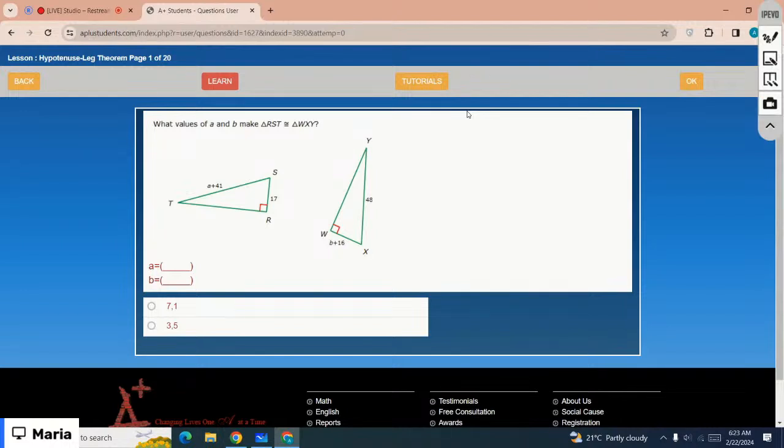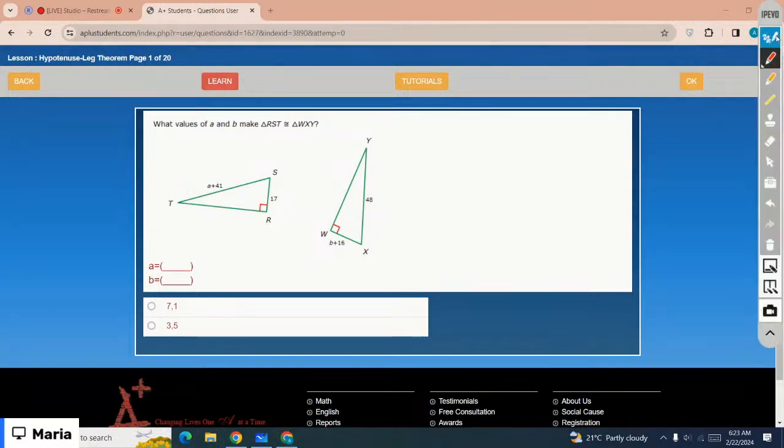So if you see the triangles, the leg SR is congruent to leg WX, right? So their lengths are also equal. That means RS is congruent to WX, right? So their lengths are also equal. So 17 equals B plus 16. So B equals 17 minus 16, that means B equals 1.